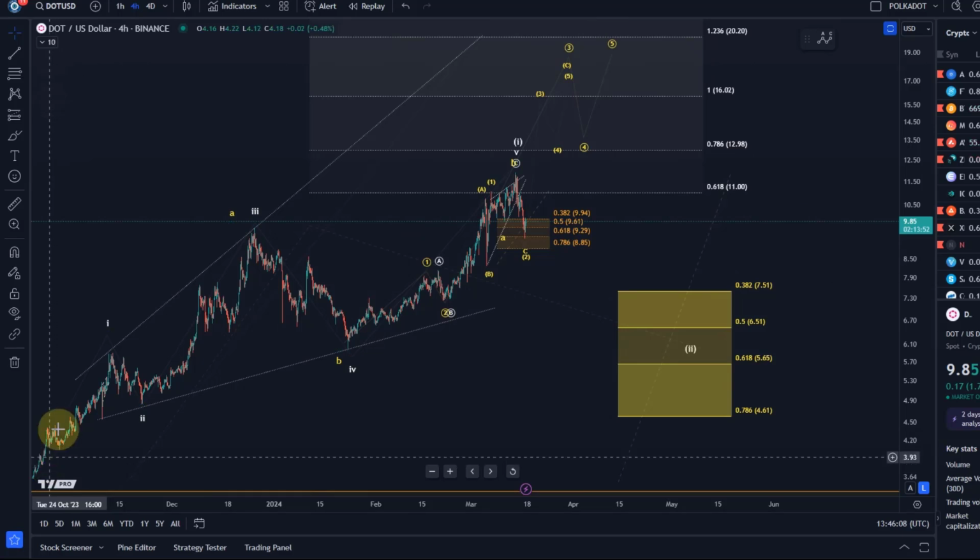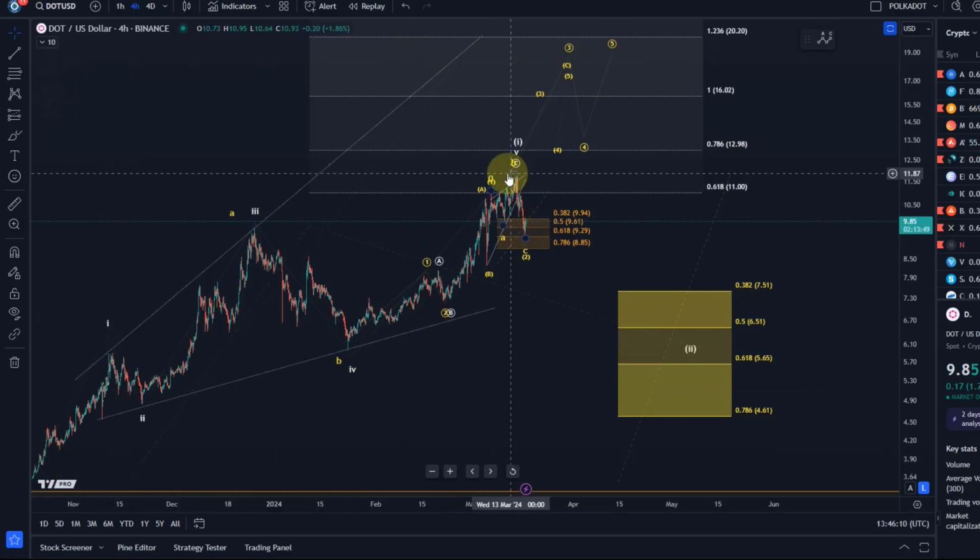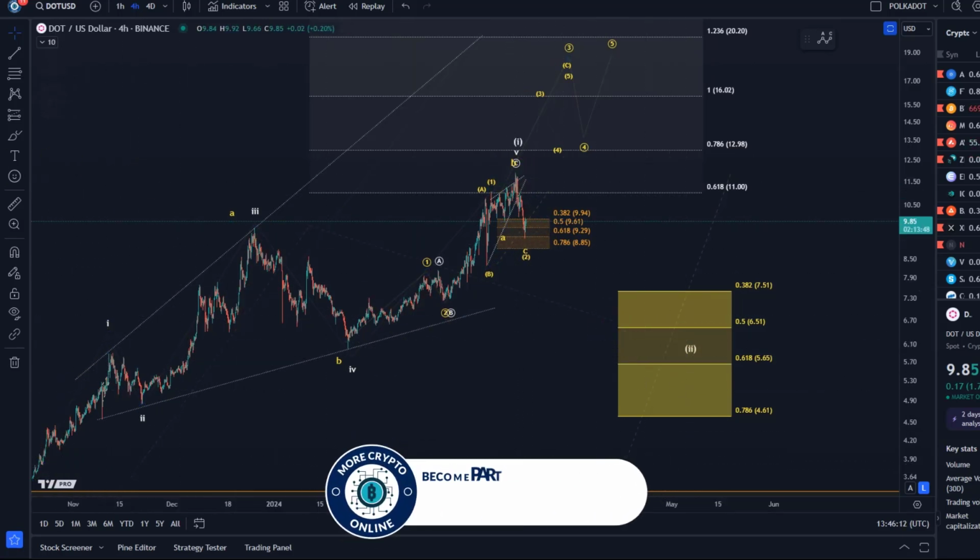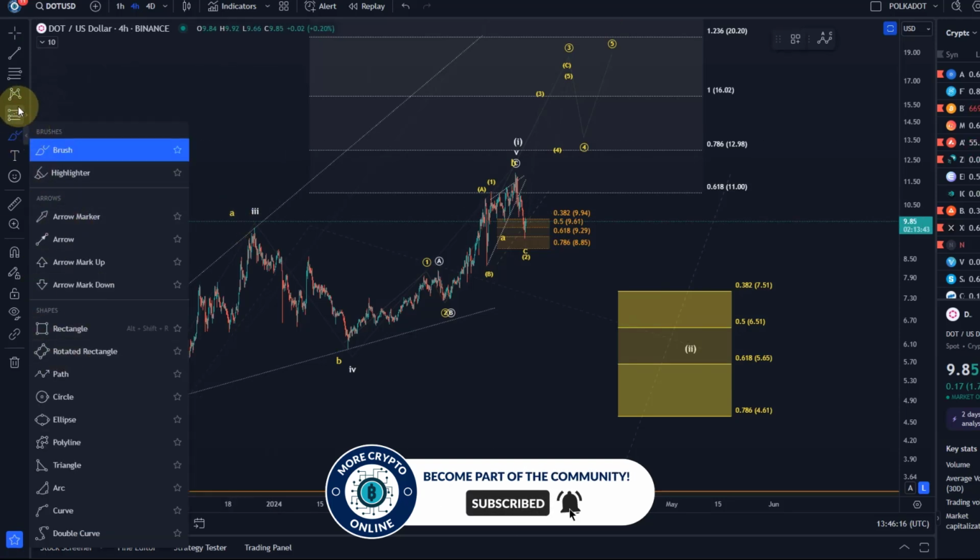So basically in the white count, we have this leading diagonal pattern, and we could be in this wave 2 to the downside. The wave 2 support area is now new on the chart. I put it in because we clearly have some kind of a top in place.